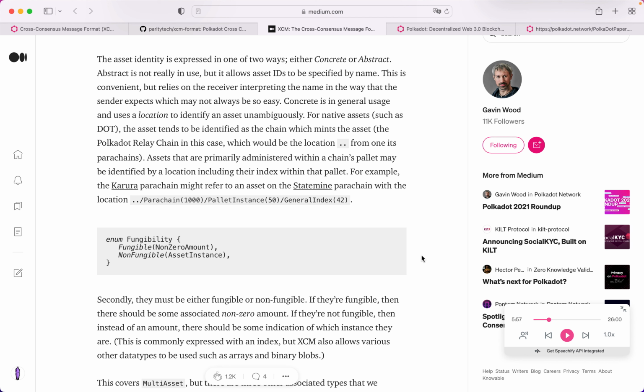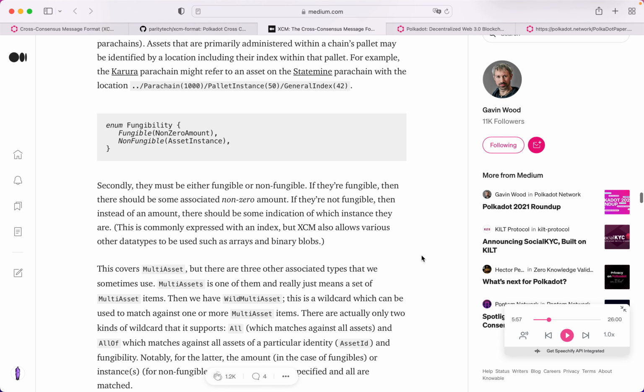Assets that are primarily administered within a chain's pallet may be identified by a location including their index within that pallet. For example, the Karura parachain might refer to an asset on the Statemine parachain with the location, parachain 1000, pallet instance 50, general index 42.